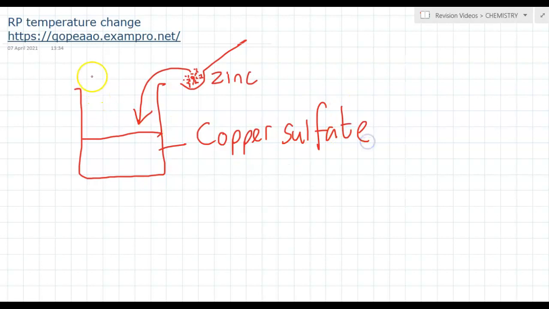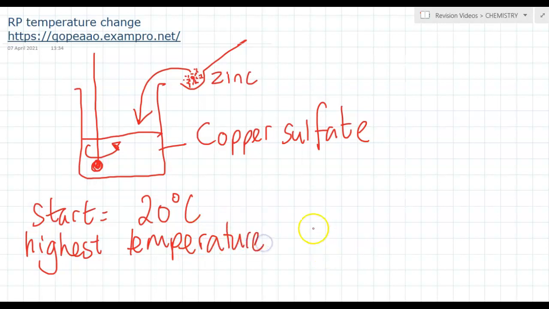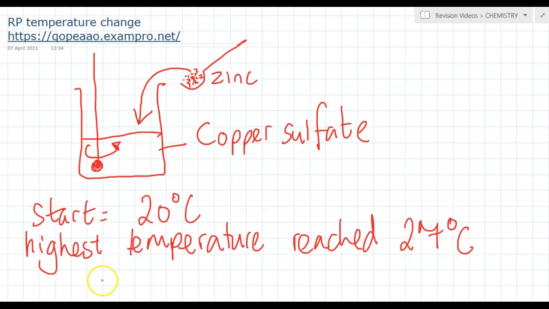We'd have to take the temperature at the start with a thermometer. And we'd probably stir and record the highest temperature that we get to. So there's a method for investigating temperature change in a reaction between zinc and copper sulfate. This is an exothermic reaction, so let's say it reached 27 degrees C. We record the temperature change as 7 degrees Celsius. Okay, so here's a method.